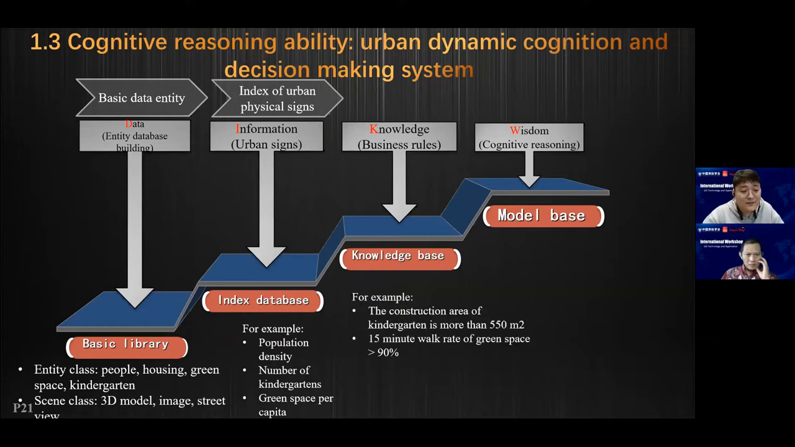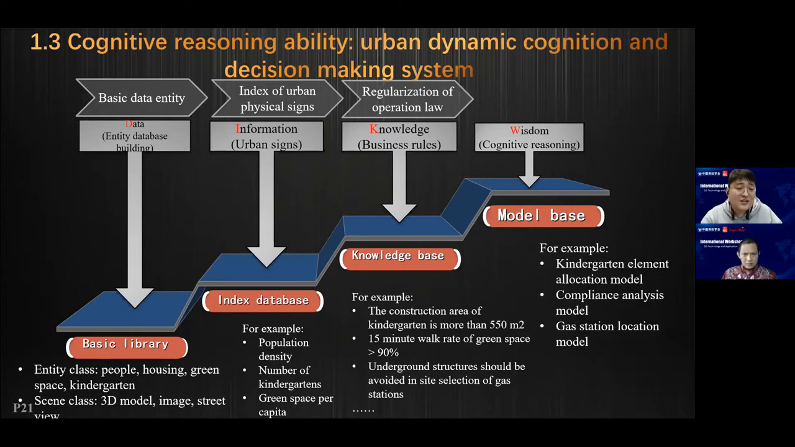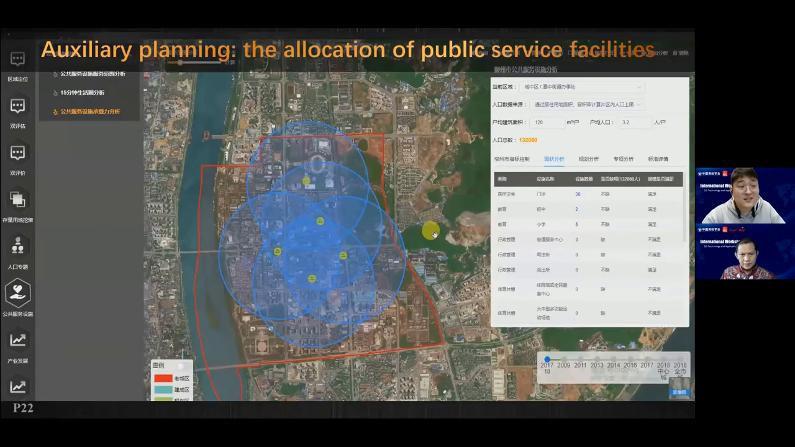And based on the index data, we can summarize them as a knowledge-based database. For example, the construction area of a kindergarten is more than 550 square meters, and the 15-minute walk rate of green space is more than 90%. And it suggests the underground structure should be avoided in site selection of a gas station. Based on the knowledge data, the final goal of cognitive reasoning is to establish the model base. The model base includes the kindergarten element allocation model, the compliance analysis model, and the gas station location model. So the smart city project is based on a lot of different model bases. It can help us to make decisions.